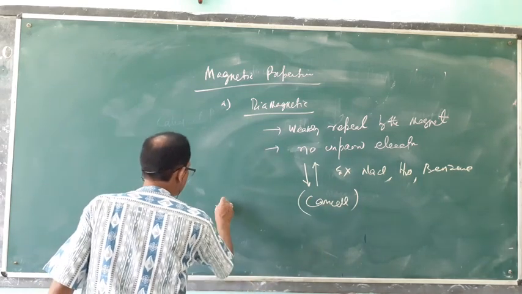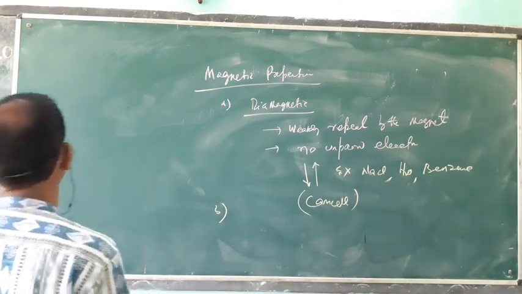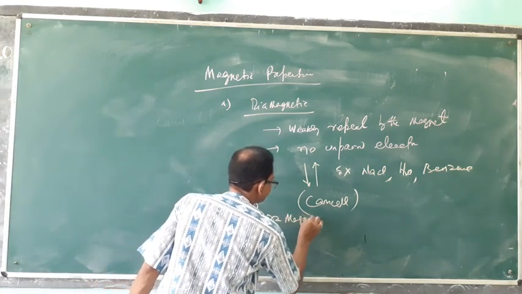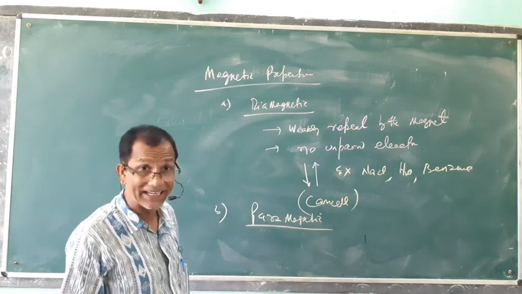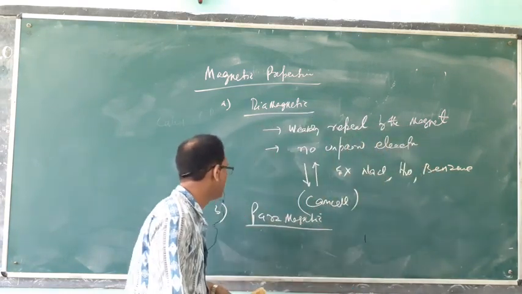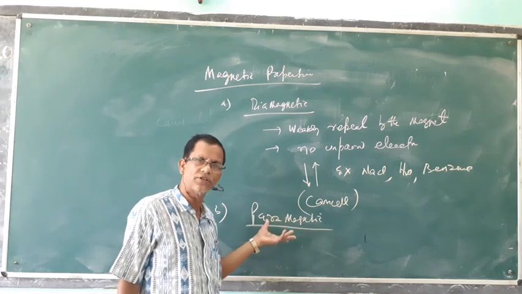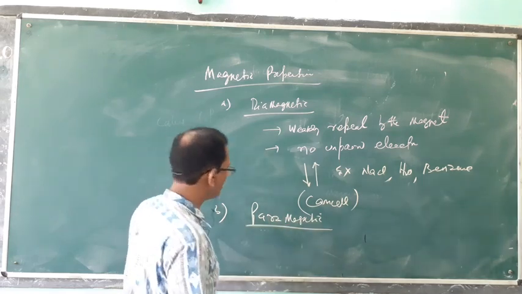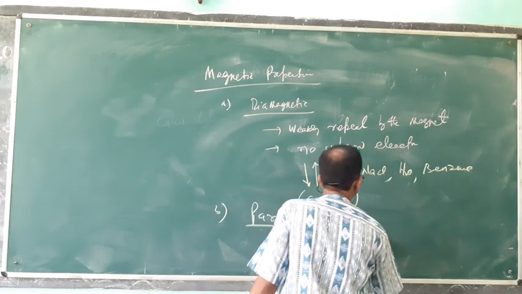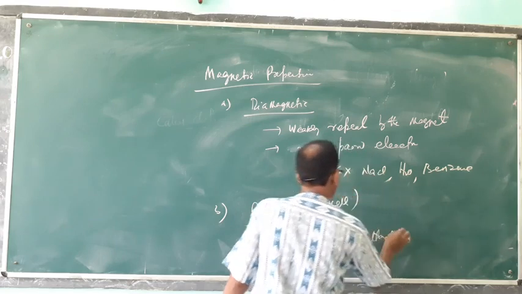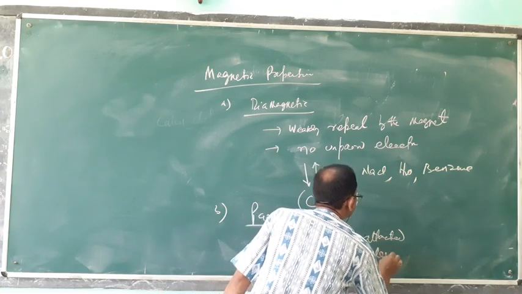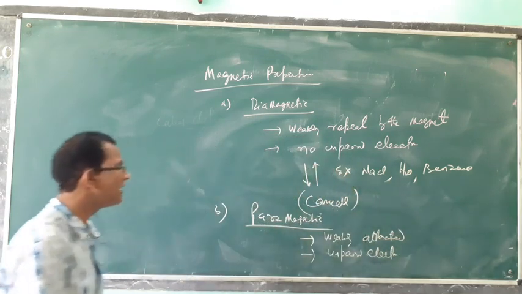Then the second type of magnetic substance is paramagnetic. The property is called paramagnetism. The substance showing paramagnetic behavior is called a paramagnetic substance and the property is called paramagnetism. What happens here? They are weakly attracted and have unpaired electrons.